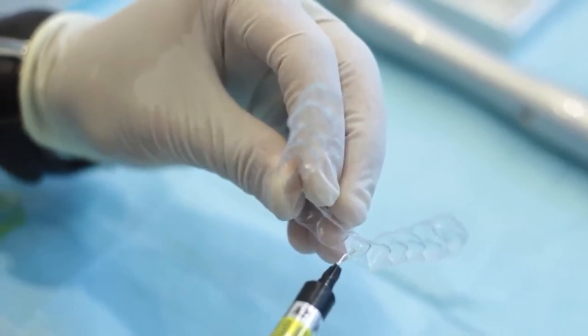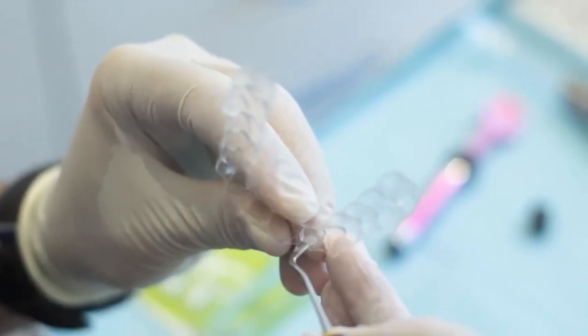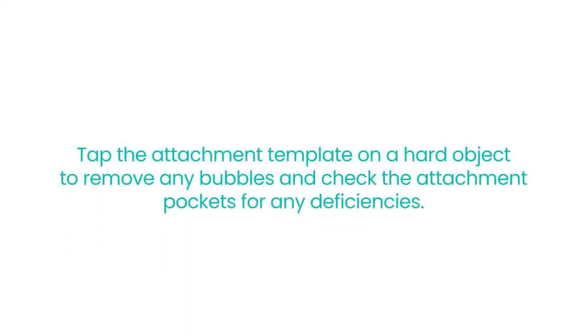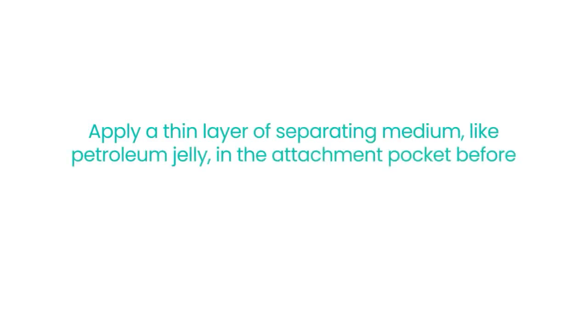Now, it's time to fill the attachment template with composite material. You can use either conventional restorative composite or flowable composite. Start by carefully filling the attachment template, making sure not to overfill or underfill it. Tap the attachment template on a hard object to remove bubbles and check the attachment pockets for deficiencies. A helpful tip is to apply a thin layer of separating medium like petroleum jelly in the attachment pocket before placing the composite. This makes it easier to remove the tray later on.